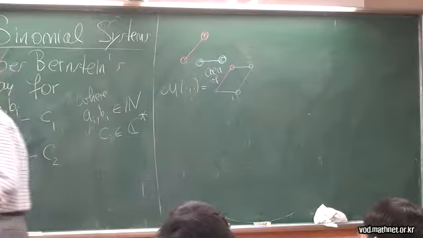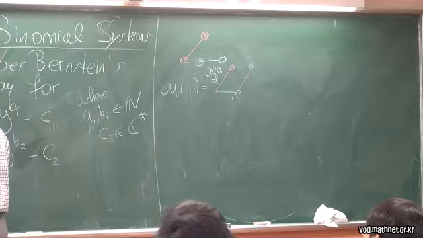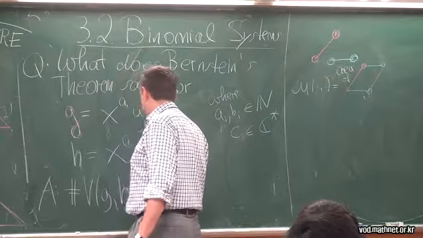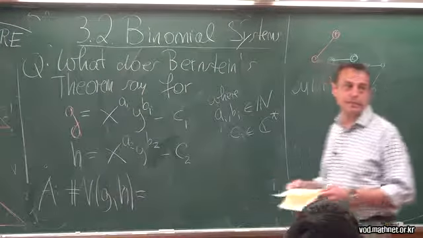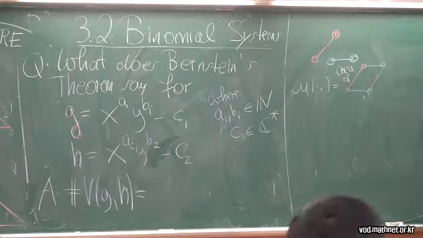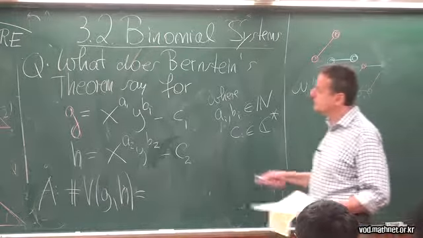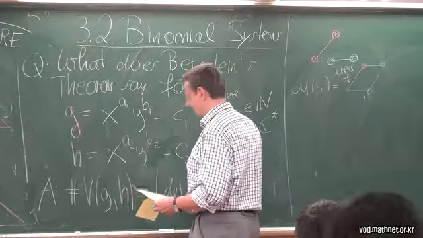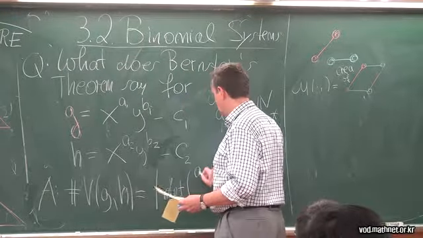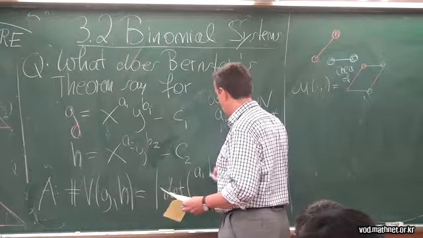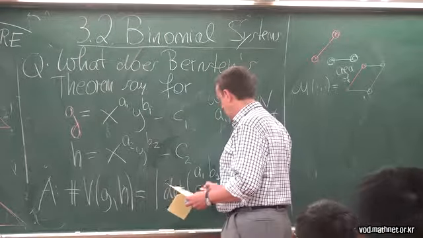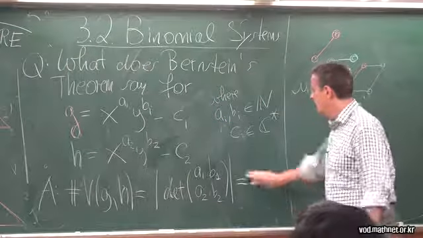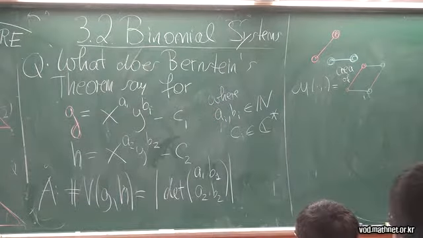So Bernstein's theorem says that the number of common solutions, the expected number of common solutions, if the C1 and C2 are random, in this case non-zero is enough, is just the absolute value of the determinant of A1, B1, A2, B2, and that's it. So this is Bernstein's theorem.